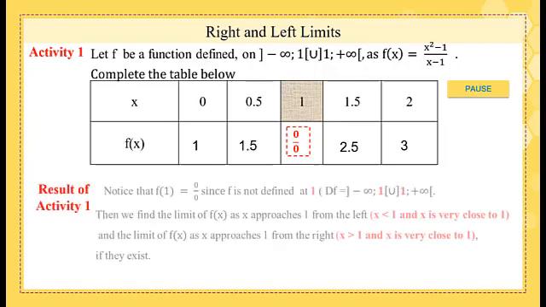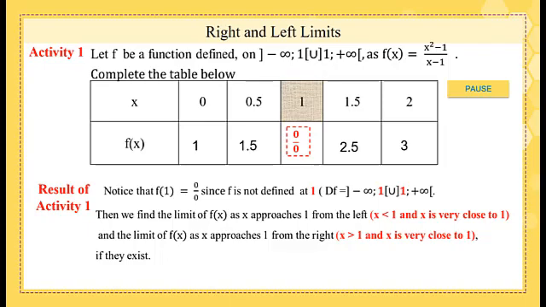From the result of activity 1, we can notice that f of 1 is 0 over 0. Since f is not defined at 1 according to the domain of definition, we find the limit of f of x as x approaches 1 from the left, where x is less than 1 and very close to 1, and the limit of f of x as x approaches 1 from the right. That means x is greater than 1 and very close to 1, if they exist.